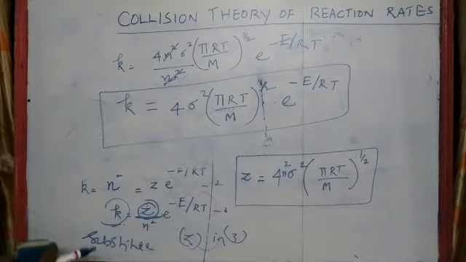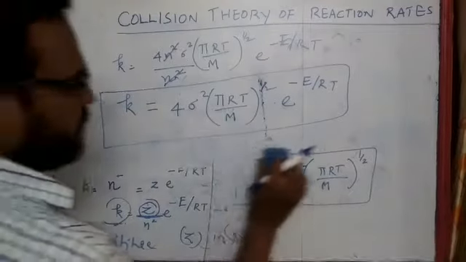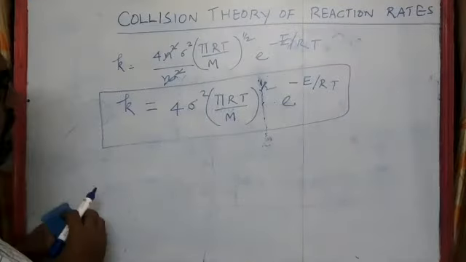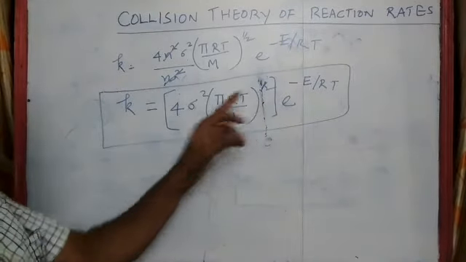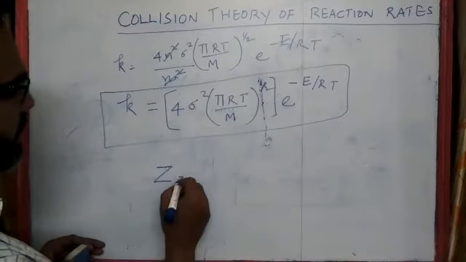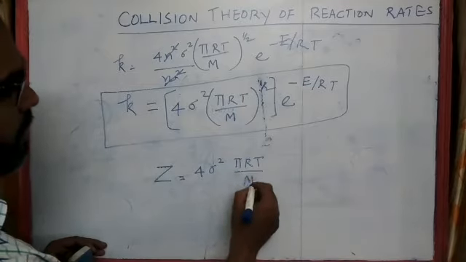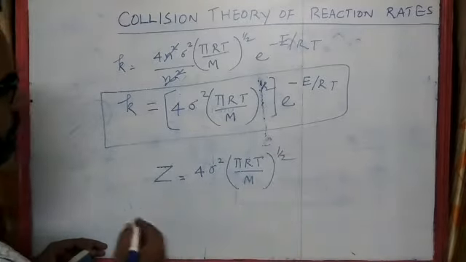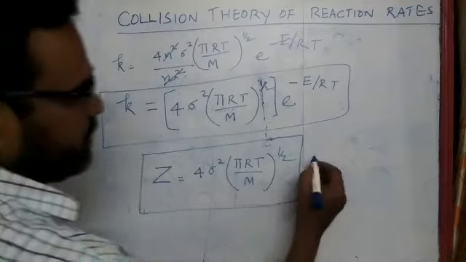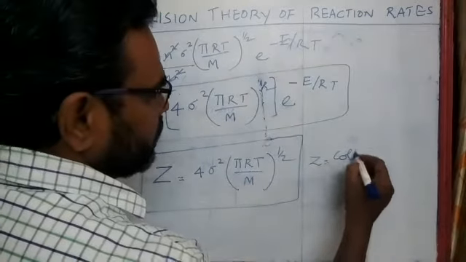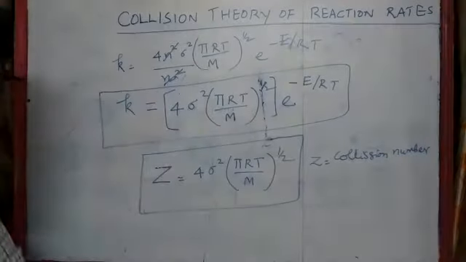How have we derived it? The Arrhenius equation, where this entire term, 4 sigma squared pi RT by M whole power 1 by 2, can be taken as capital Z: 4 sigma squared pi RT by capital M to the power 1 by 2. This Z is called the collision number.